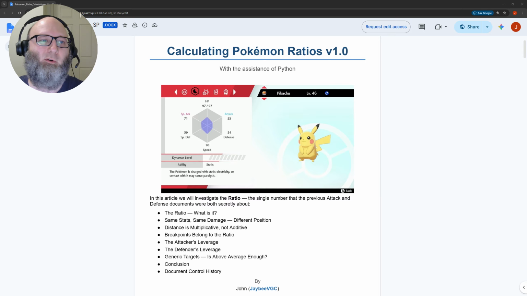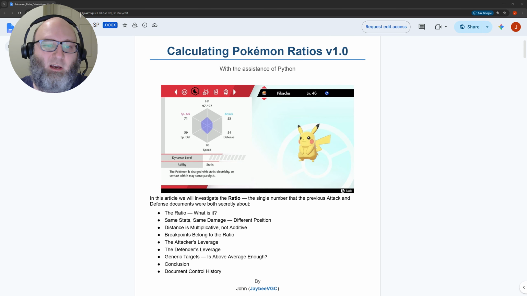Today we'll be going through a new document that I was working with Fable5, the Claude AI, feeding it my previous attack and defense documents to come up with a more consolidated approach. And we have calculating Pokemon ratios.